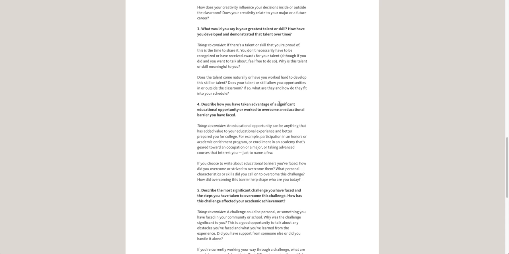But or, it can be a significant educational opportunity or work to overcome an educational barrier. So you can choose one of these 2 questions: significant educational opportunity or work to overcome an educational barrier. So this one is also pretty flexible, but at the same time kind of specific. So, since everyone is different, everyone has their own unique experiences, this is probably a very good prompt to write. And this is something that I think I would personally choose to write about.